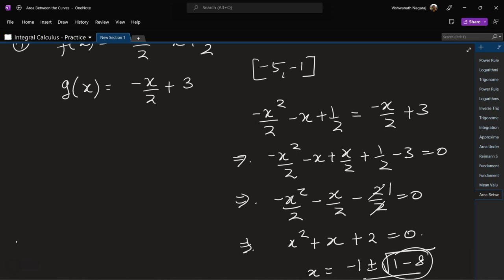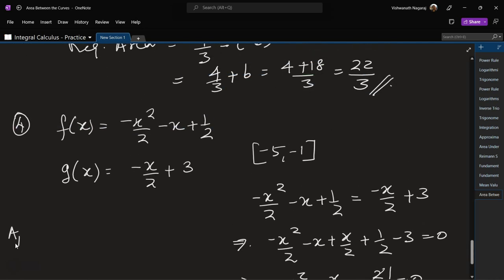Okay, so now let's figure out the area 1. Another thing that we have to figure out is which is higher. To figure that out, pick any one value between minus 5 and minus 1. Which is higher? This is higher.